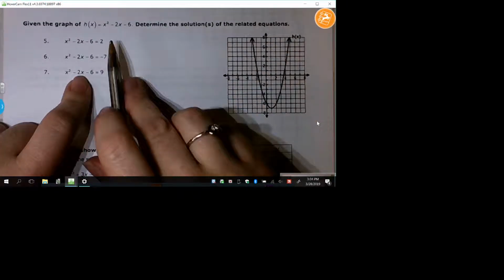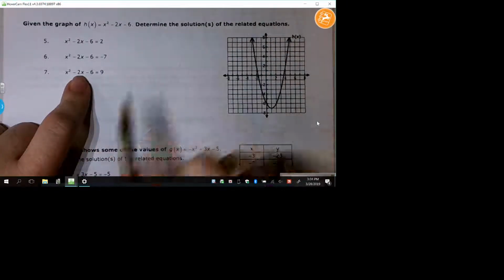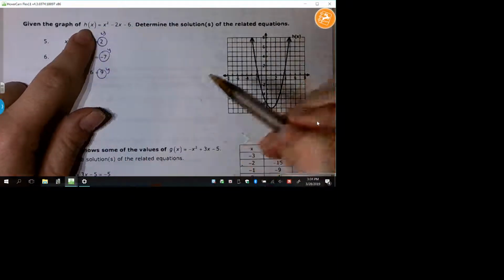Given the graph of x squared minus 2x minus 6, determine the solutions to the related equations. So I want you to realize I'm giving you y, because there's no f and there's no h, and there's no parentheses with a number in between. That's how you know it's y.